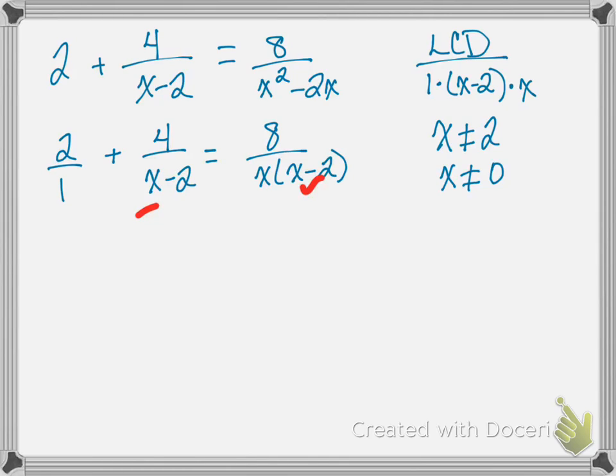This would be x equals 0 or x minus 2 equals 0, if we were solving that quadratic. So in this situation right here, we cannot have a 2 and we cannot have a 0. So if I get either one of those as my answers, then I have to throw it out. Okay, so I am going to multiply everything times my LCD.